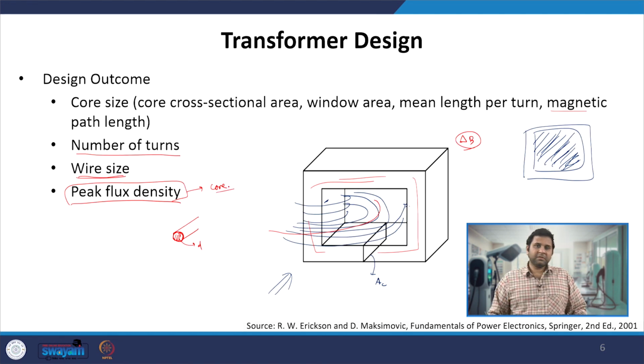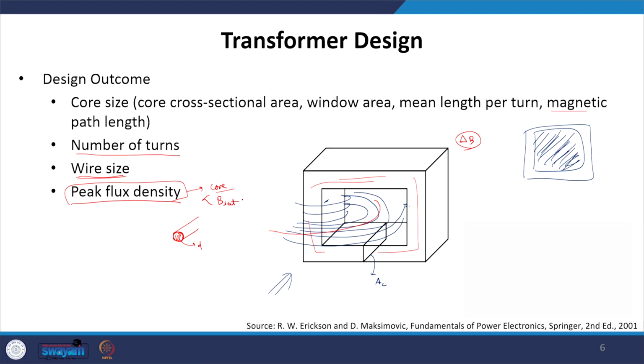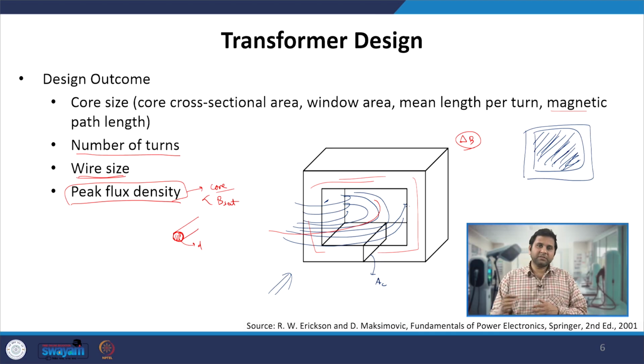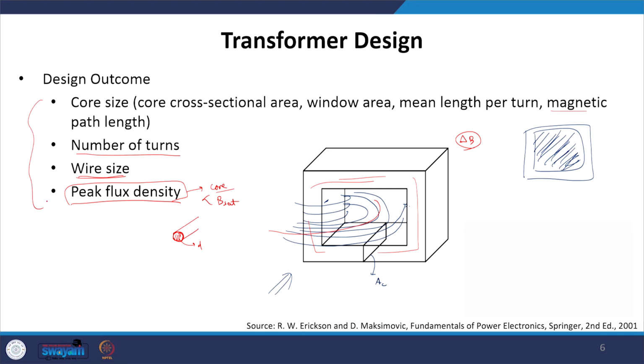So we need to know the peak flux density in the core. It has to be obviously less than the B sat value. At the same time, it should be such that the losses in the transformer, which we will discuss, are at their minimum value. This will be the design outcome we obtain when we design the transformer. Now these design outcomes can be obtained using quantities which are either specified, that means given in the specification, or need to be obtained using first principles.